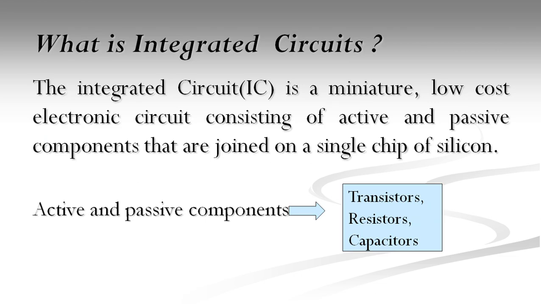The integrated circuit, or IC, is a miniature, low-cost electronic circuit consisting of all the active and passive components joined on a single crystal chip of silicon. The active and passive components normally used in an IC are transistors, resistors, and capacitors. Most of the components used in the IC are not similar in appearance to conventional components, but their electrical function is similar.